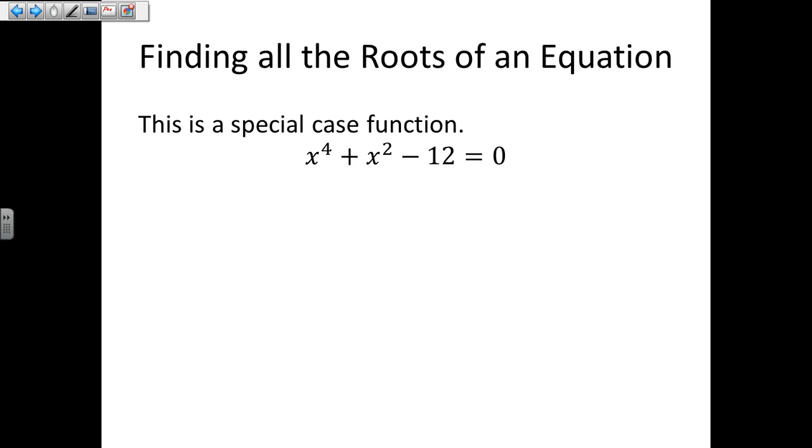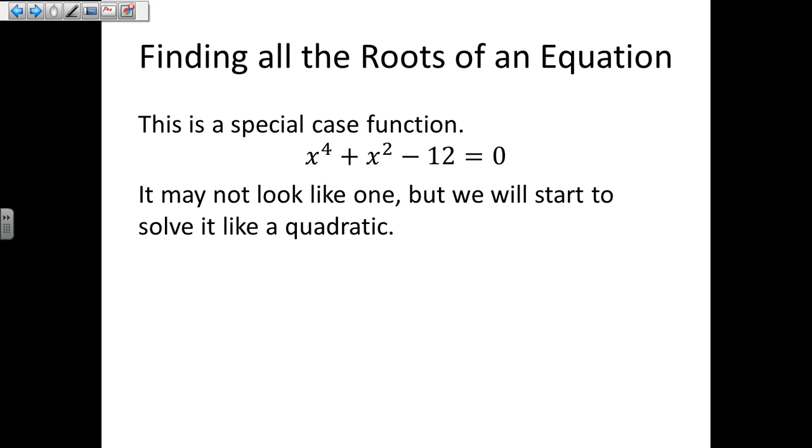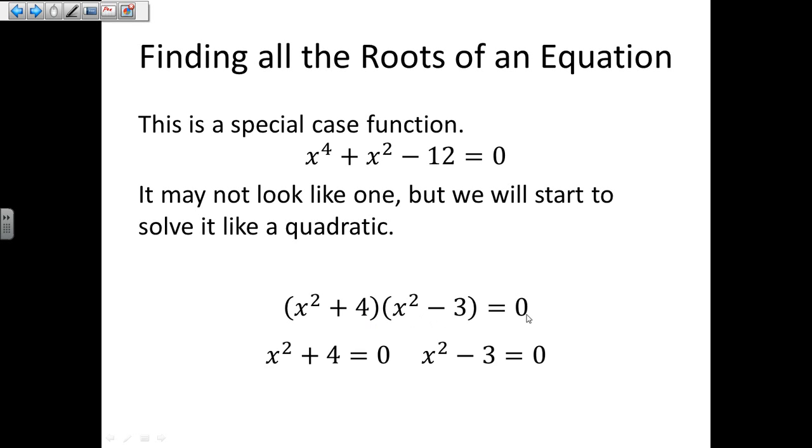Okay, so let's find all the roots of this equation. Again, this is a special case. We're going to actually factor this like a quadratic. You've seen me do this before, but obviously this one's special. As I factor it out, I have x squared plus 4 and x squared minus 3. Now I'm going to set each of these equal to 0 separately.